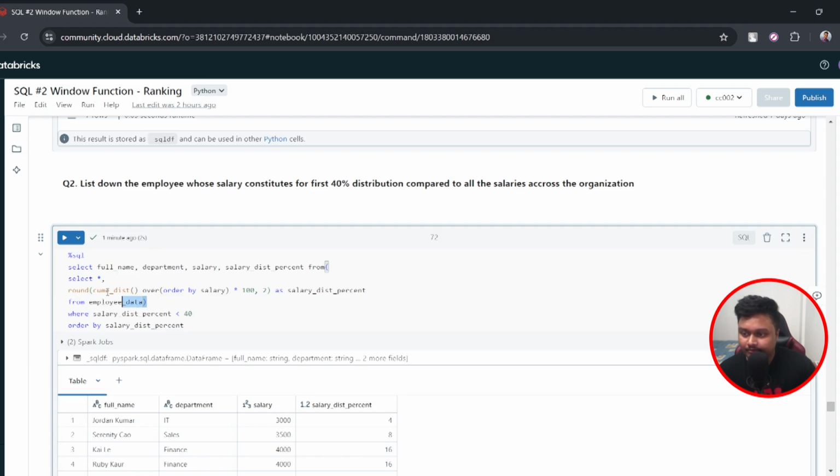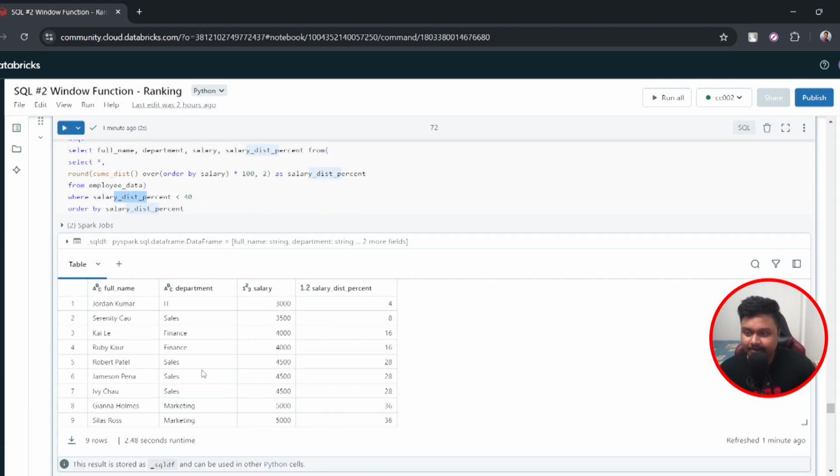Now from this inner query, I have selected full name, department, salary, and salary dist percent, and I've also added the filter where this salary distribution percentage is less than 40, and I've also ordered it. And here is the final result. You can see we have full name, department, and salary, and the percentage of the salary distribution. Basically, the salary 3000 has 4% distribution, the salary 3500 has 8%, 4000 has 16%, 4500 has some 28% distribution, and 5000 has 36% distribution.